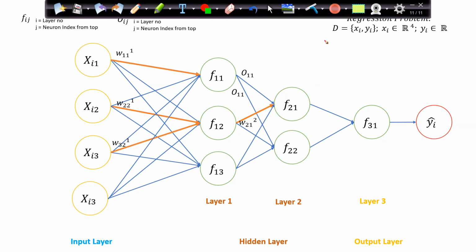So here we are talking about a regression problem where I have x_i's and y_i's, where x_i belongs to real-valued numbers with 4 dimensions and y_i is also a real-valued number.